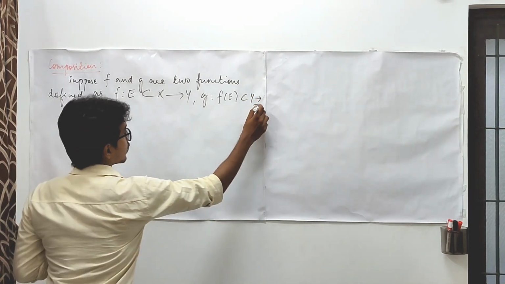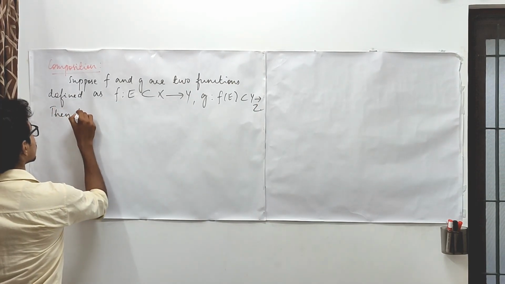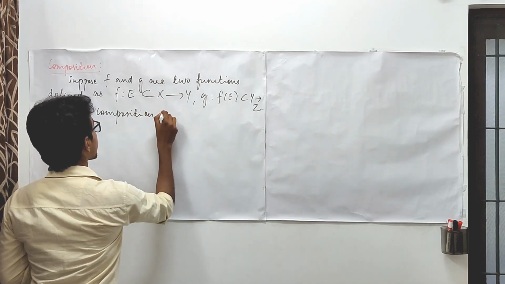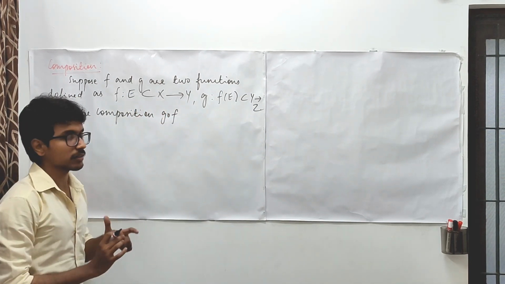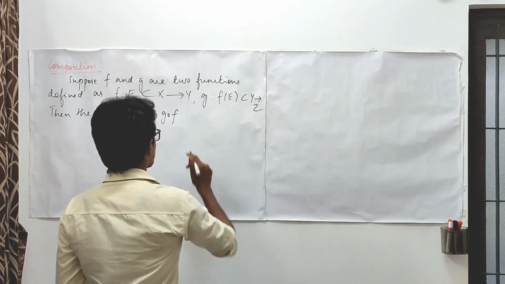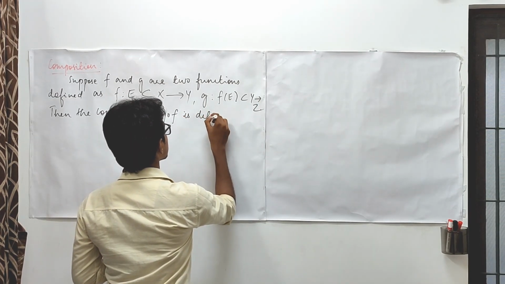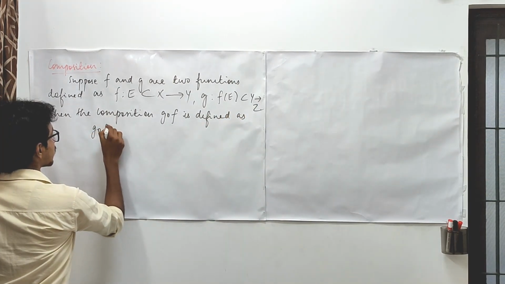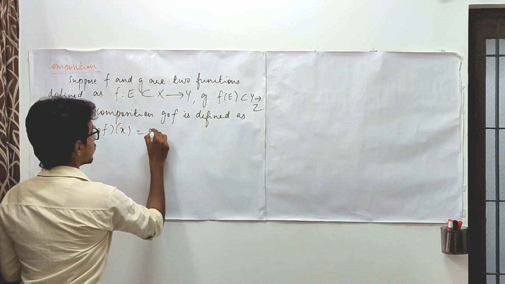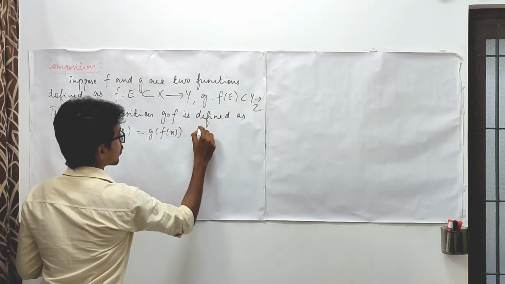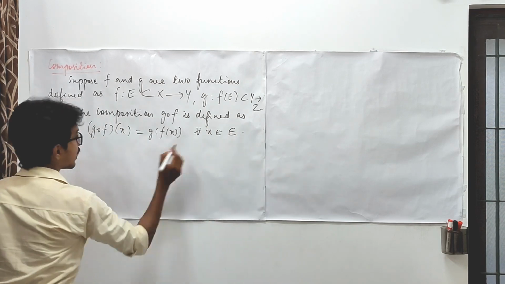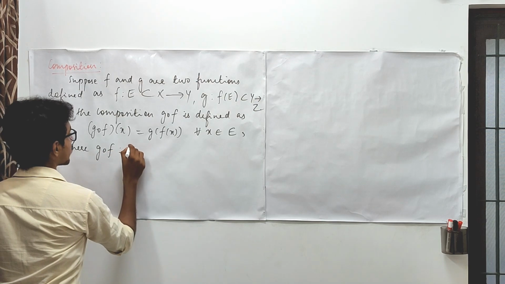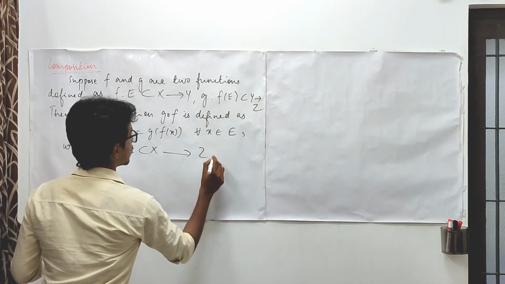Then the composition g composite f, this is the notation for composition, is defined as: g composite f of x is g of f of x for all x in E. Here, what is happening? This composition is defined from X to Z.